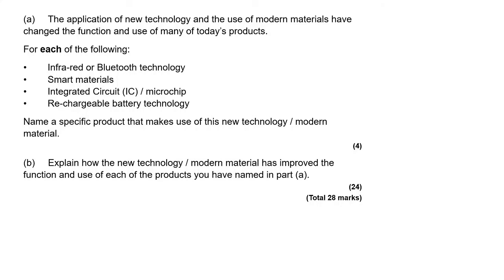Okay, 3, 2, 1. So the application of new technology and the use of modern materials have changed the function and use of many of today's products. For each of the following, infrared or Bluetooth, smart materials, microchips or rechargeable batteries and technology, name a specific product that makes use of the new technology or modern material. And then part B, explain how the new technology or modern material has improved the function and use of each of the products you have named in part A.